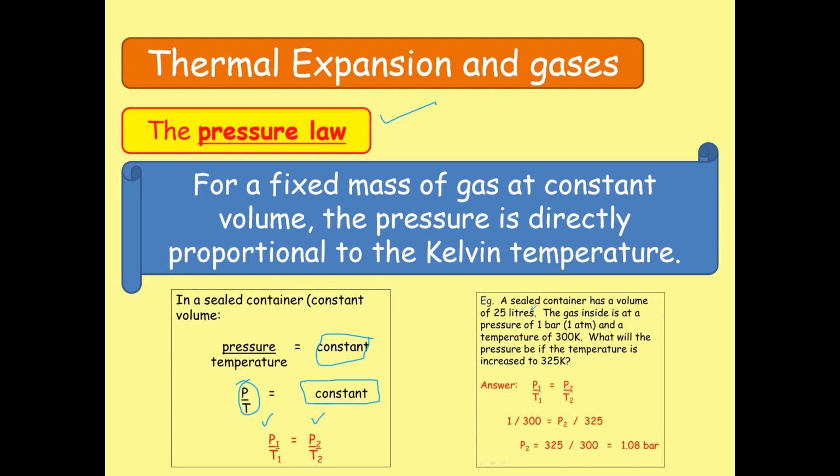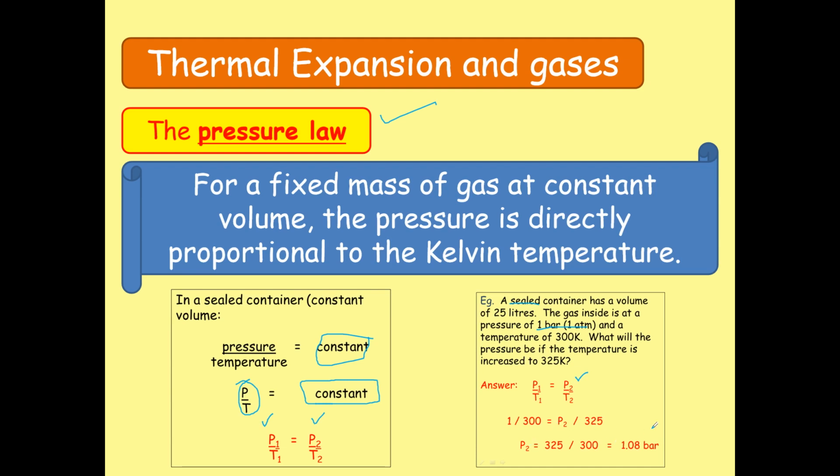So let's look at an example. A sealed container has a volume of 25 liters. Sealed container means a fixed container, right? The gas inside it is at 1 bar or 1 atm and a temperature of 300 kelvins. What will be the pressure if the temperature is increased to 325 kelvins? So if we use this pressure law, which we call Boyle's law, we're going to say that the pressure over temperature, that is 1 atm over 300, should be equal to the new pressure in atm divided by the increased temperature.